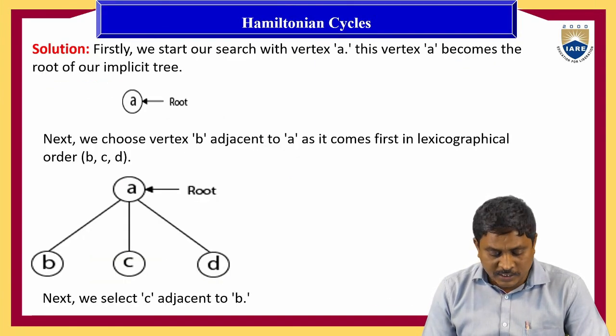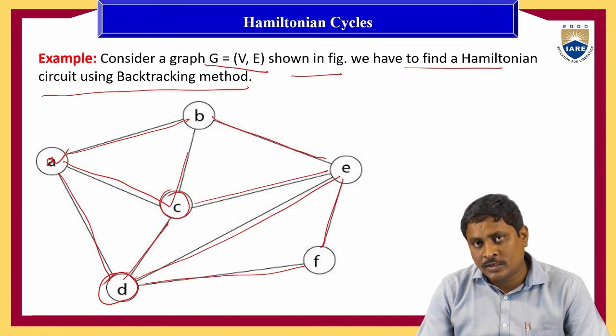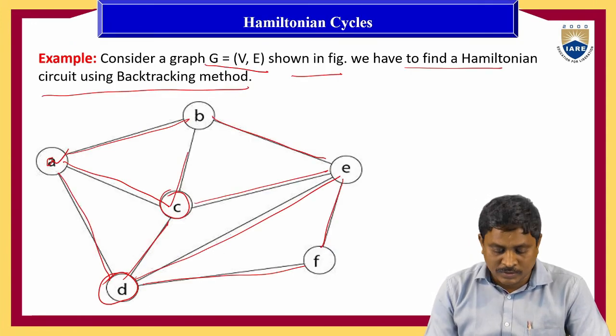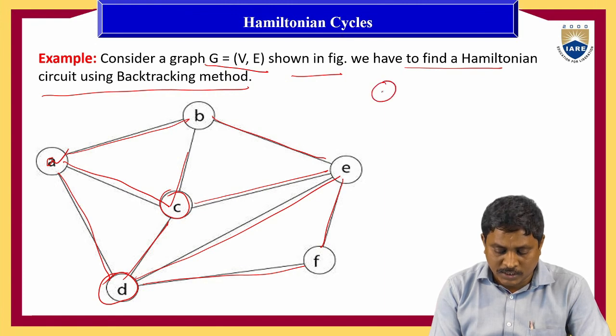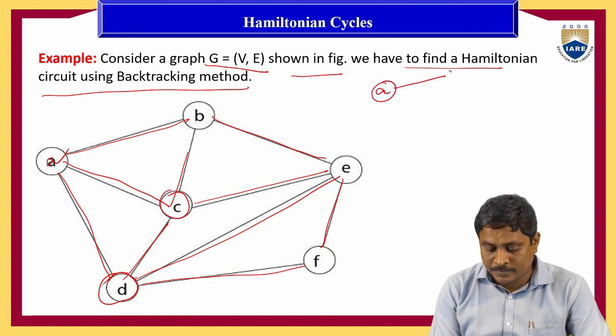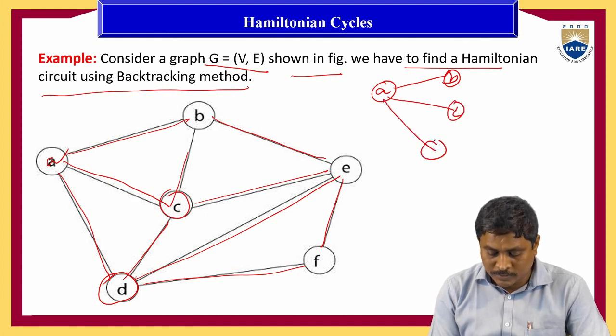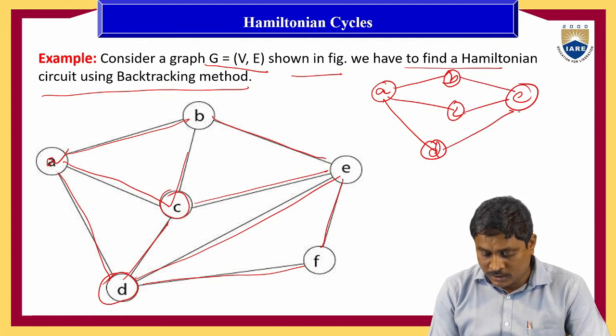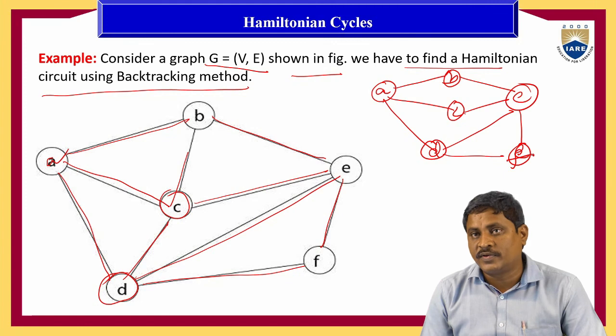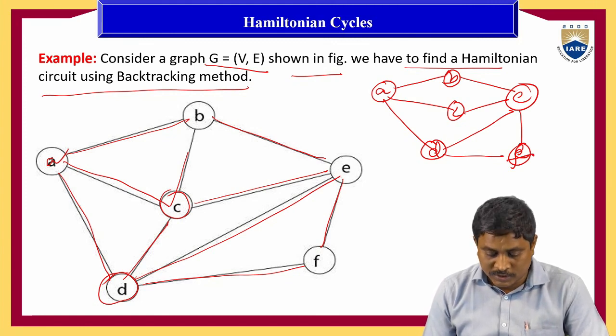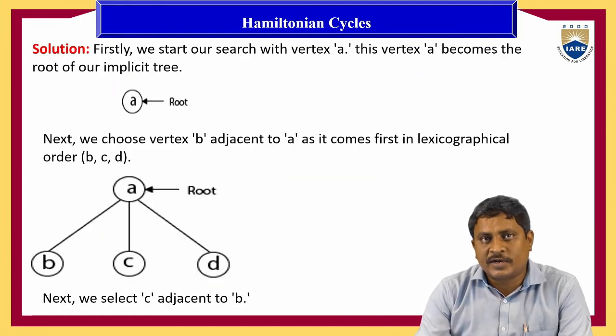So how do we find the Hamiltonian cycle using backtracking? Now here we draw the graph: A to B, A to C, A to D, B to E, C to E, D to E, E to F, D to F. This is the given graph. Now we see how to find the Hamiltonian cycle for this given graph.